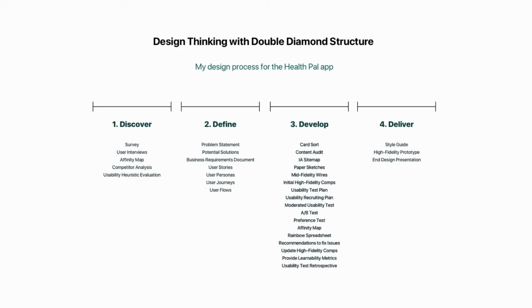Third is the idea of development. So you have a card sorting mechanism, content audit, IA sitemap, paper sketches, mid fidelity wireframes, initial high fidelity components, usability test plan, usability recurring plan. There are so many aspects which come under the product development window. Not going through all the details of it, but there are a lot of different stages of designing, prototyping, and basically iterating on the same.